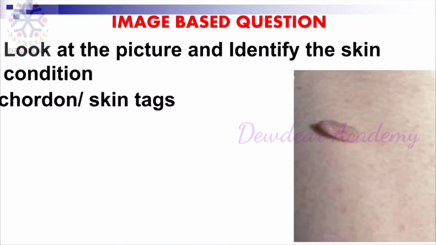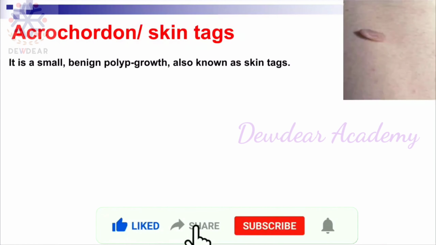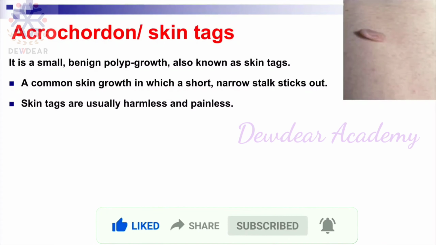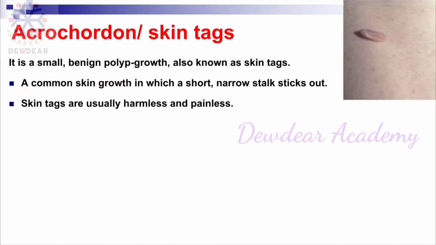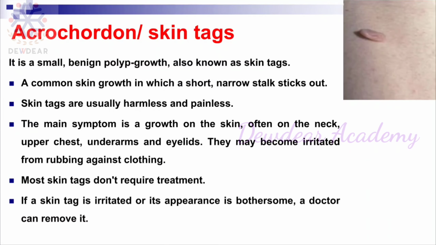Answer is acrocordon or skin tag. Skin tag, it is a small benign polyp growth. It is a common skin growth in which a short, narrow stalk sticks out, and skin tags are usually harmless and painless, and the main symptom is a growth on the skin, often on the neck, upper chest, underarms and eyelids. They may become irritated from rubbing against clothing.